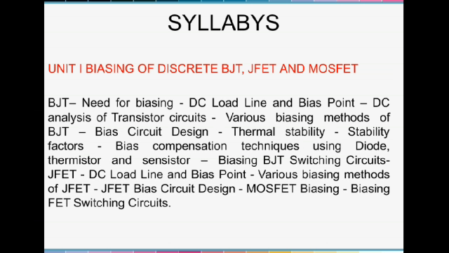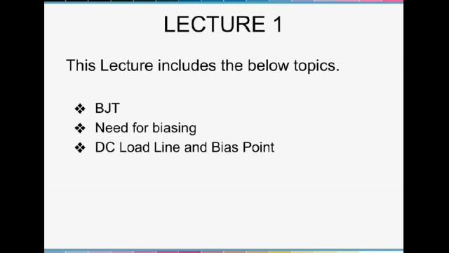We are going to see about electronic circuit 1. In the first slide, I have given the syllabus of the subject electronic circuit 1. Today's topic we are going to discuss is BJT, need for biasing, DC load line and bias point.